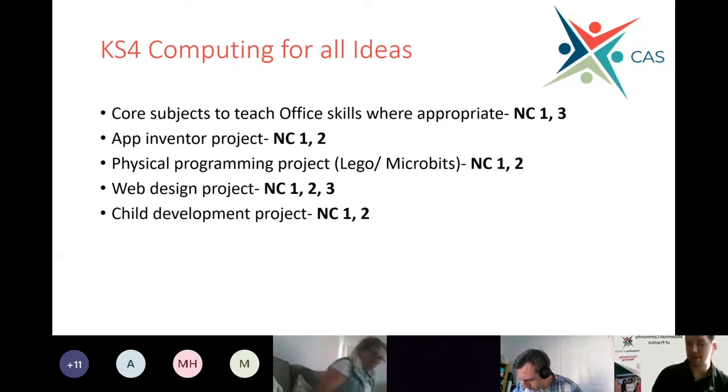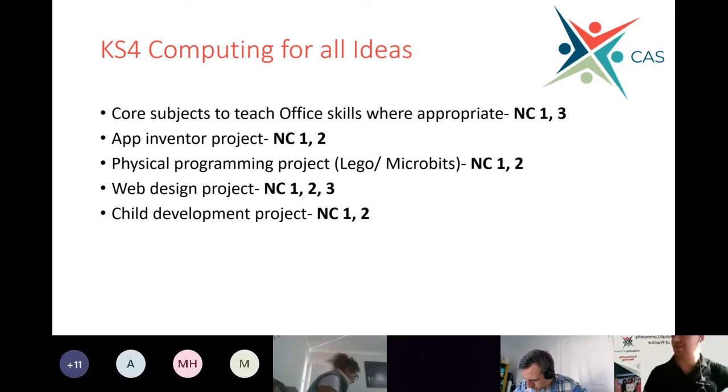An idea we had ages ago was to link it into some health and social care bits that might appeal to a wider range of people. So have a project based around this one. The idea was child development, and I've got some resources I'd look to use for those. But I don't know if anyone else thinks they've got a really good way of doing Key Stage 4 computing for all at the moment, or a good plan in place to carry that forward.